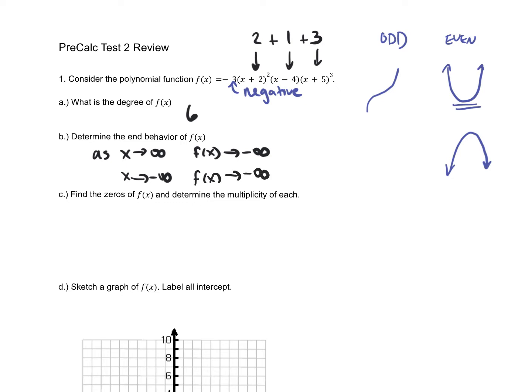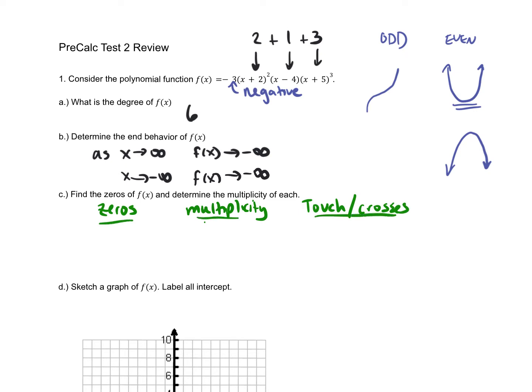Now, one of the other things we tried to do is find the zeros and the multiplicities of this, and sketch the graph of it. So if you look at this, it says find the zeros of this function and determine the multiplicity. And then we could also talk about whether it touches or crosses. So let's talk about each zero, its multiplicity, and whether it touches or crosses the x-axis.